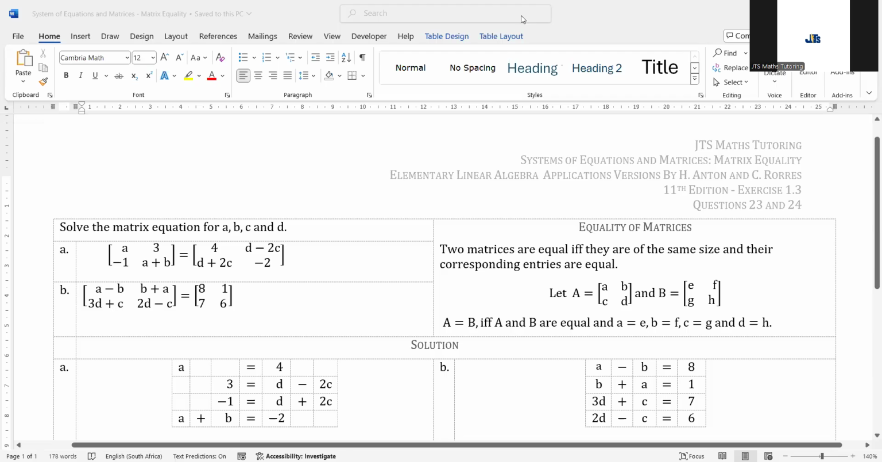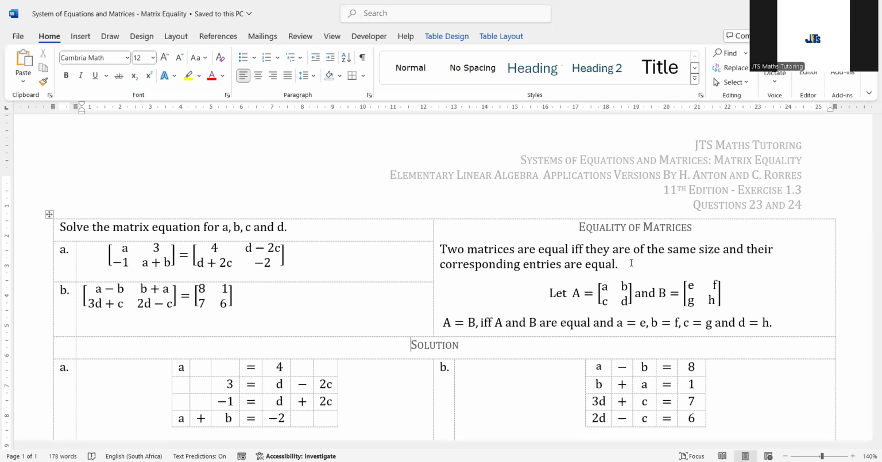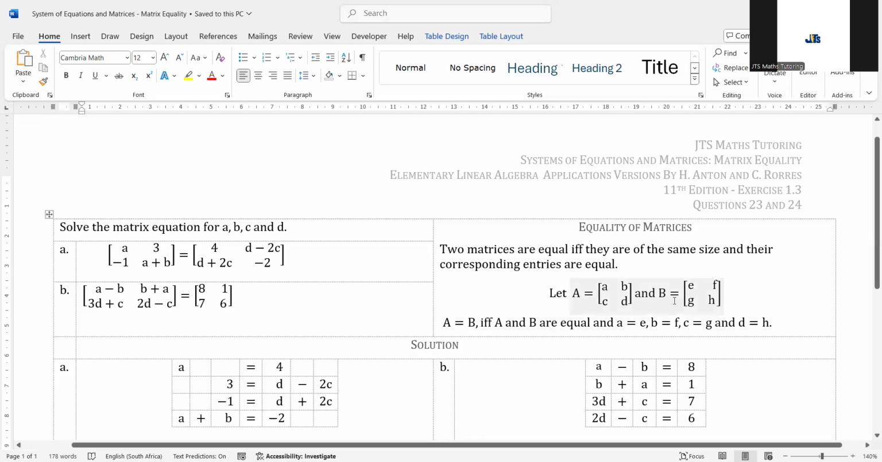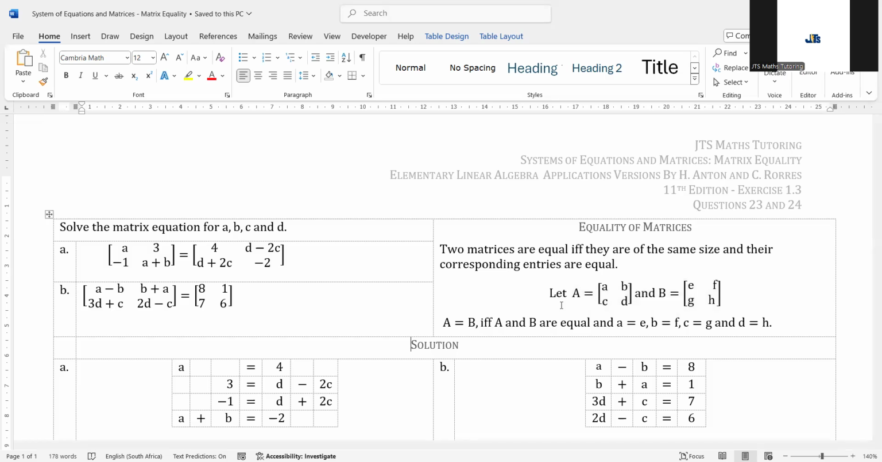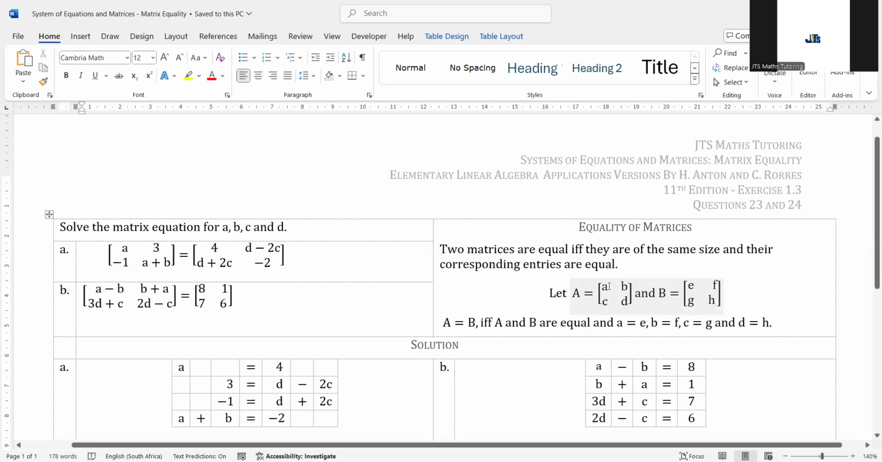All right, before we actually look at the question, I want you to know that two matrices are said to be equal to each other if and only if they are of the same size and their corresponding entries are equal. For instance, if I have matrix A here with the entries A, B, C, D, and I've got a matrix B here with the entries E, F, G, H, matrix A is equal to matrix B. We can tell that A is a 2 by 2, B is a 2 by 2, fair and fine. The next thing, it means A is going to be equal to E.